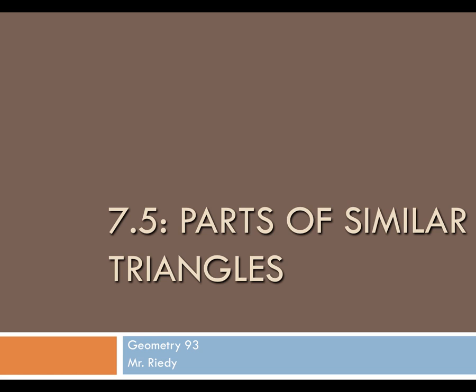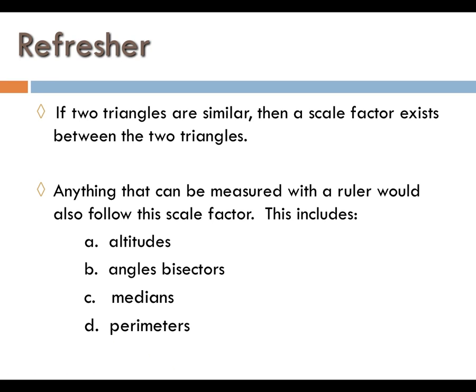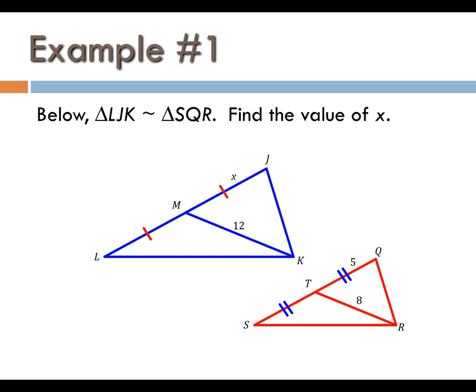Some of this will be a rehashing of what we've talked about already, but we do have at least one new theorem in there. We've got this thing called the scale factor. That scale factor applies to anything that can be measured with a ruler. A couple examples: altitudes, angle bisectors, medians, perimeters, side lengths, connecting midpoints, medians.